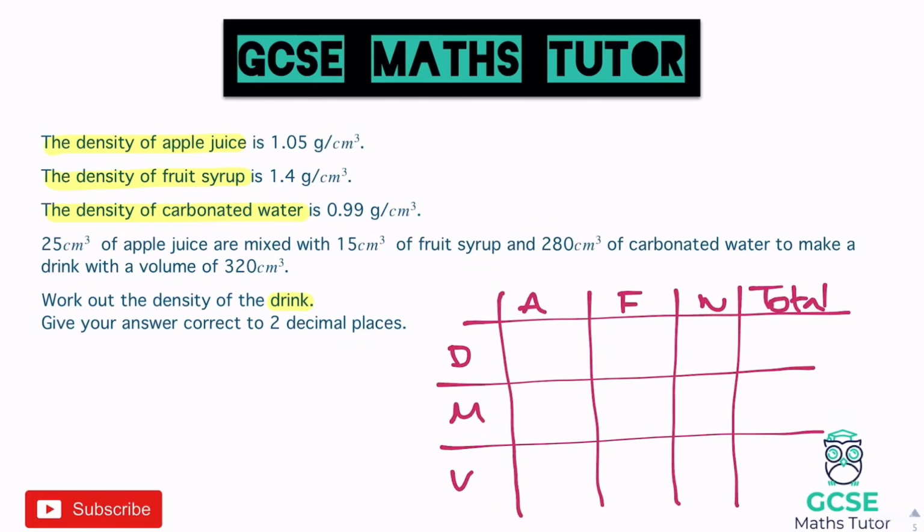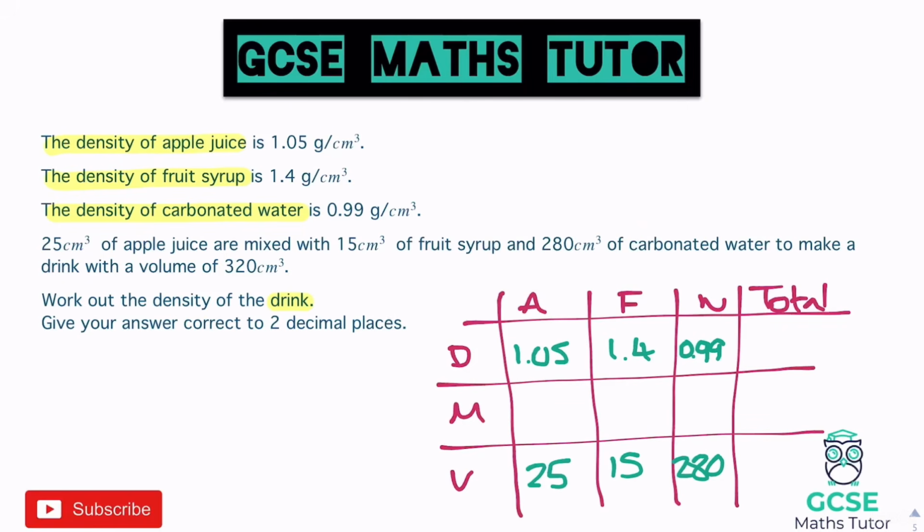So if we start putting all these bits in, I'm going to do this quite quickly. We've got the density of the apple, which is 1.05. We've got the density of the fruit syrup, which is 1.4, and we've got the water, which is 0.99. Then it says we've got some volumes here. So looking for our volumes, we've got 25 centimetre cubed of apple juice, so we've got 25 down here. We've got 15 centimetre cubed of fruit syrup, so 15, and we have 280 of the carbonated water.